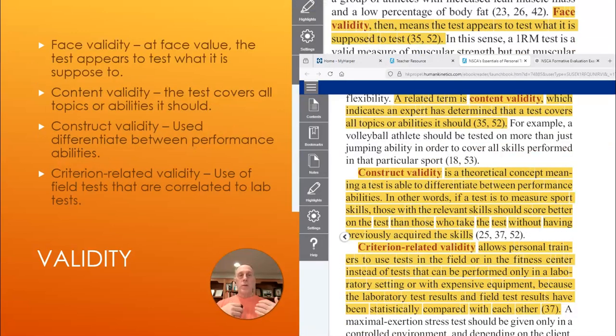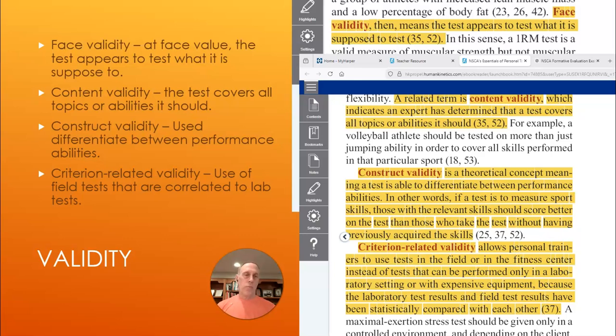Face validity just means that the test appears to test what it's supposed to test. So if we look at somebody doing bench press, then they're probably trying to work on upper body strength, and that's what we're stating the component we're trying to evaluate is: upper body strength. And so we have them do a bench press. It probably would look very appropriate to have somebody doing that exercise.